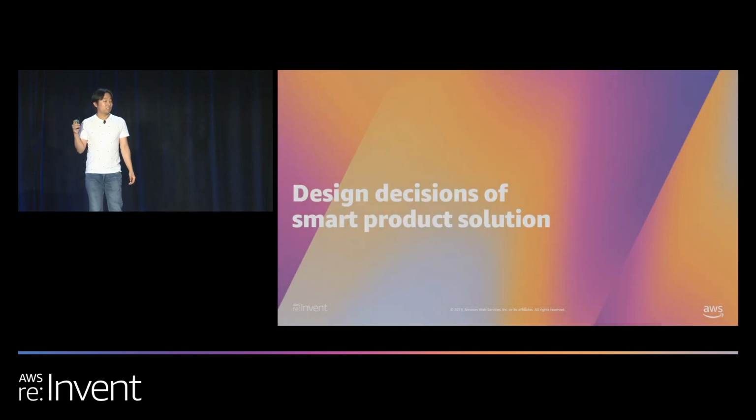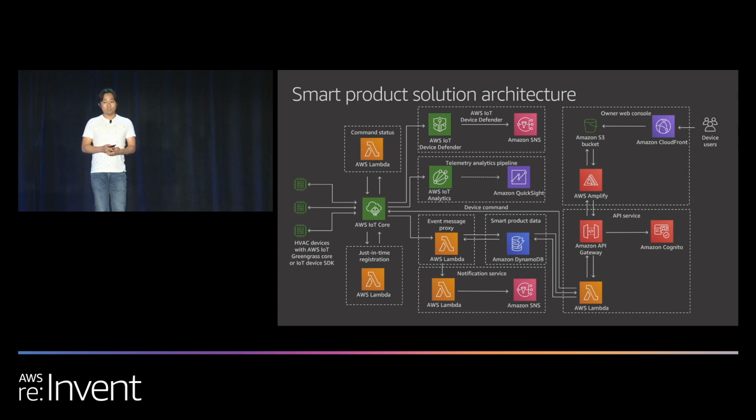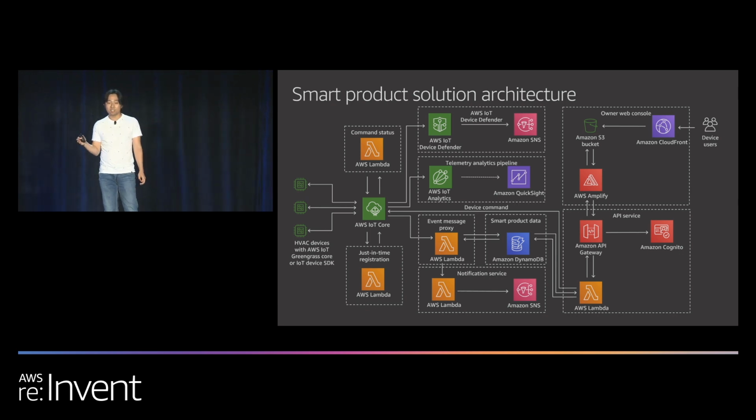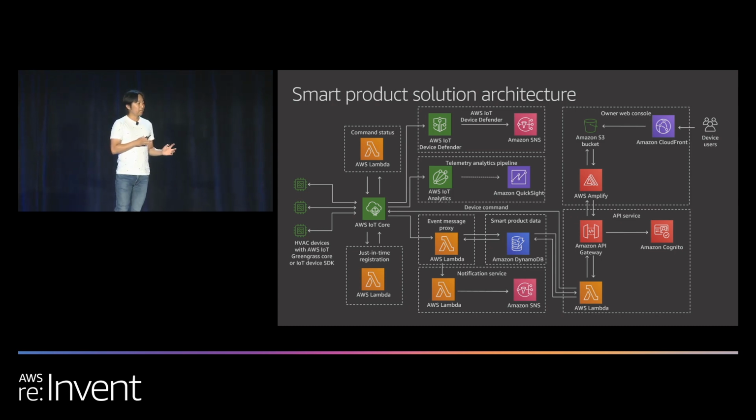So let's dive into the design decisions of the Smart Product Solution. This is the overall architecture of Smart Product Solution. You might have your own devices, and your devices are going to connect to AWS IoT Core using an X.509 certificate. AWS IoT Core can deal with billions of devices and trillions of messages, so it's very scalable. And Smart Product Solution has a command status service, a just-in-time registration service, AWS IoT Device Defender for security, and a telemetry analytics pipeline for your telemetry data. And it has an event message proxy service, which handles event messages from your devices.